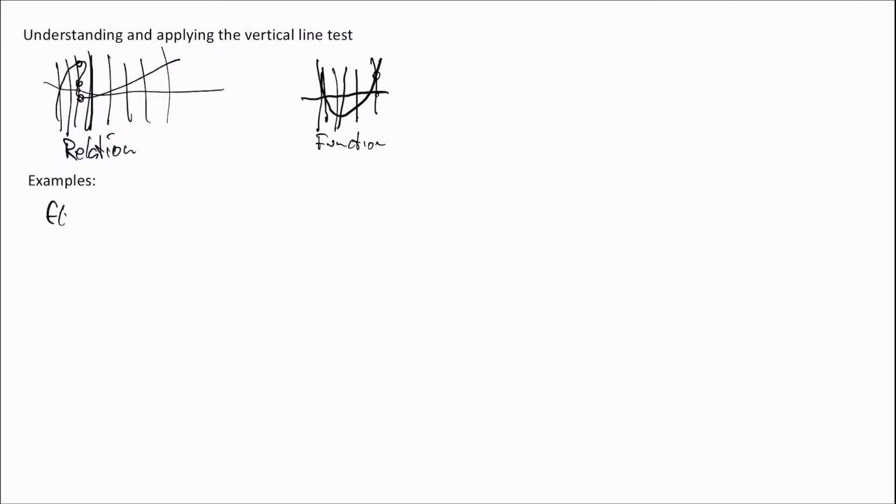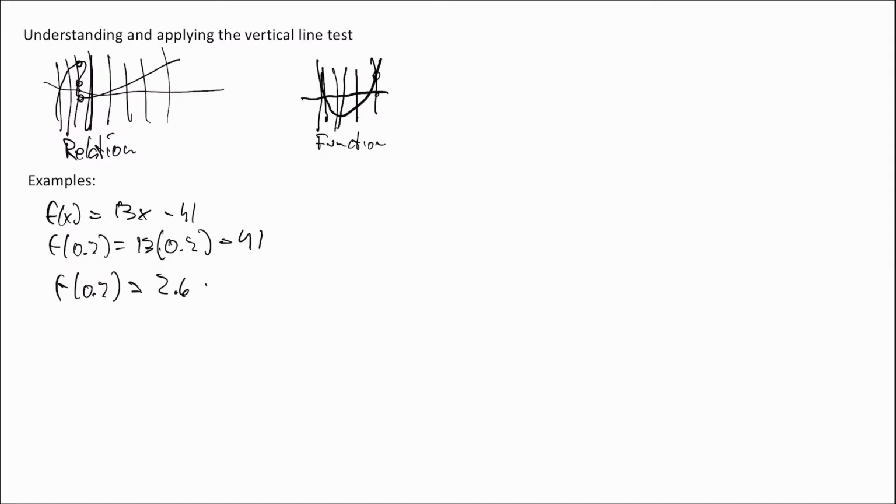Let's say I have here f of x equals 13x minus 41. And I want to evaluate what is f of 0.2. So f of 0.2 will be 13 times 0.2 minus 41. So 13 times 0.2 will get me 2.6 minus 41. So f of 0.2 equals negative 38.4. That is my output given my 0.2 input.